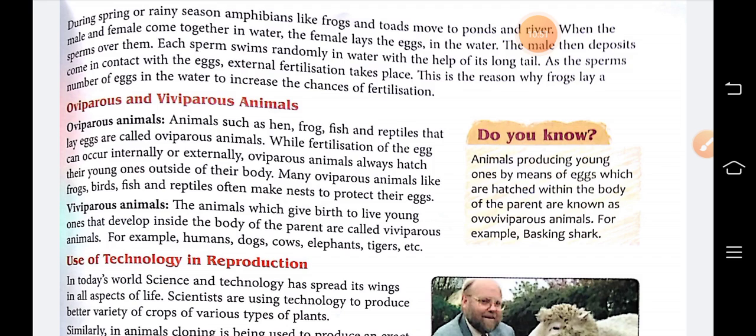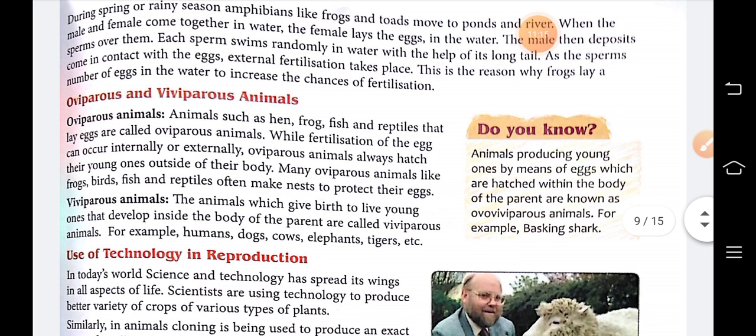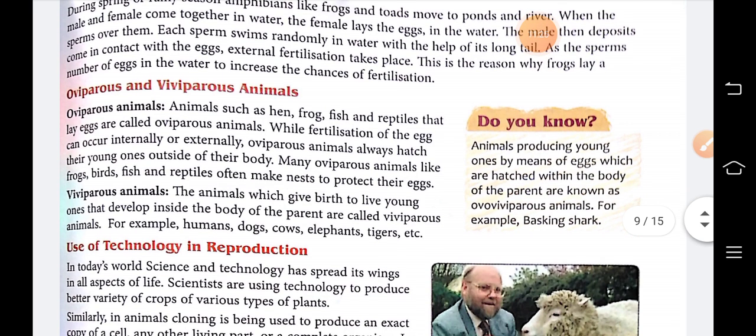Another type is when animals produce young ones by means of eggs which are hatched within the body of the parent, known as ovoviviparous animals. Eggs are hatched inside the body of the parent, and it is known as ovoviviparous. An example is the basking shark. It is very uncommon.